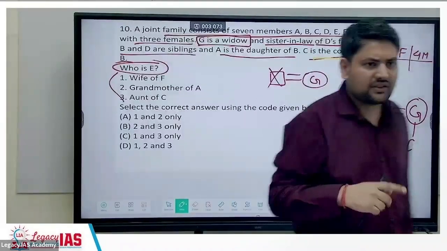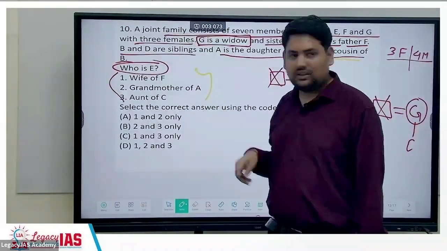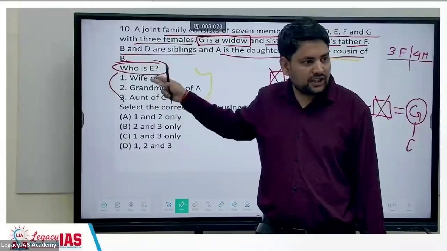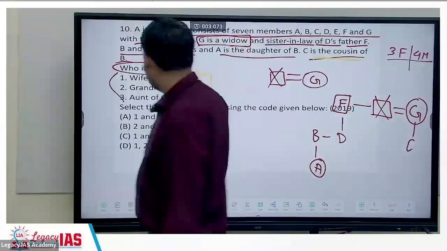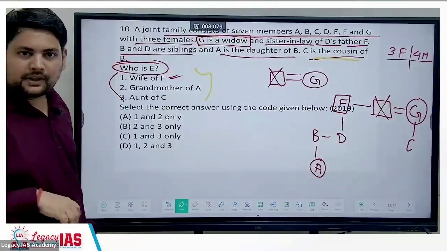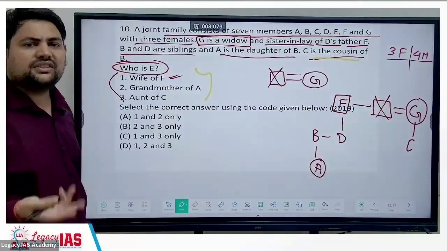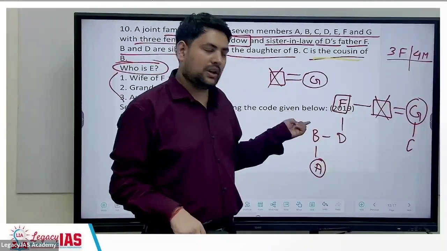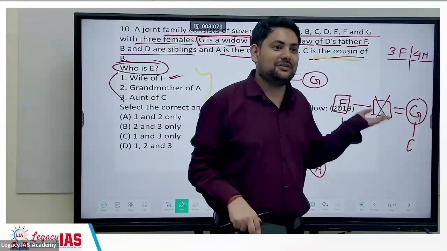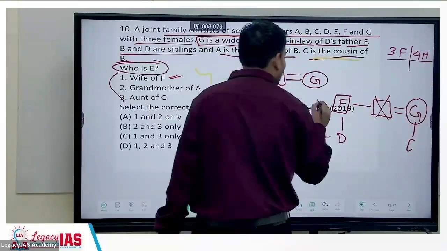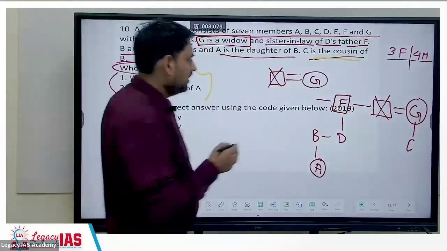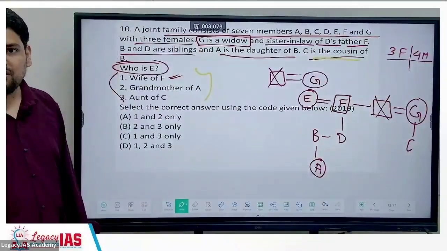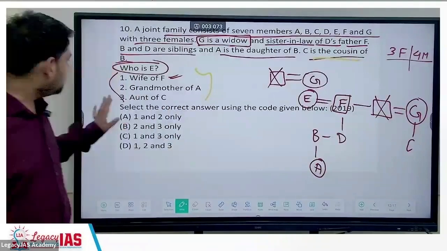Now, understand. One way of doing this is by the options. At least any two of these are correct, so pick any one. Let's say wife of F. So you make E the wife of F. I have also told you a rule that whenever you see children, you give them a spouse. Here, she had a spouse, unfortunately he is no more, but you try to give F a spouse. Once you give it, just check all the statements now.